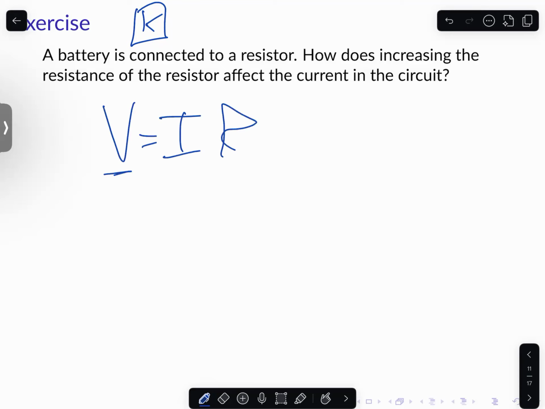The battery keeps V constant. R goes up. What must I do to keep V constant? Correct answer is decreases.